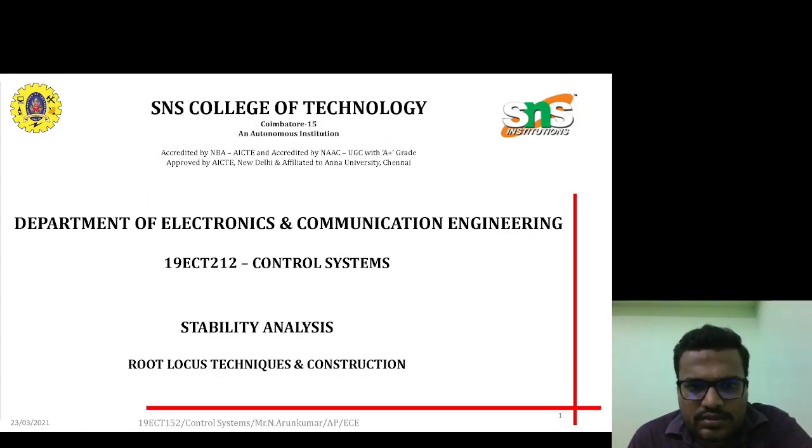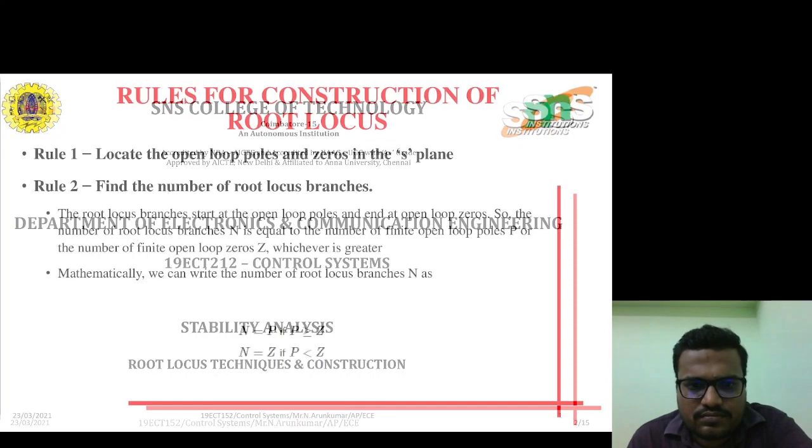I am going to talk about stability analysis in control systems. In this video, we are going to see how the stability factor is analyzed in root locus techniques and their constructions. We will see what properties are available while drawing the root locus.